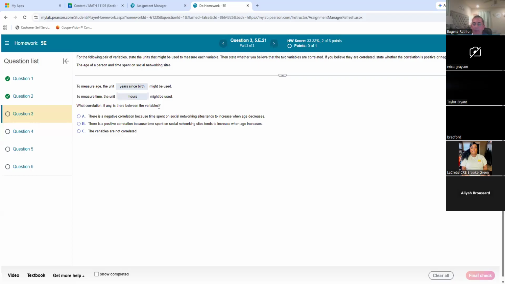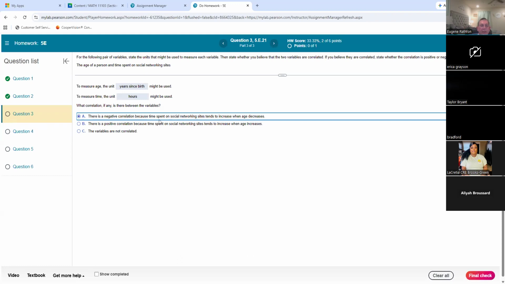So yeah, I think it's going to go down also. I think they're going to use social media less as they get older. So that would be negative, right? You're getting older, time on Facebook and all that's going to go down. So we're going to say a negative correlation. Yeah, it's going to increase as the age decreases. Okay, so they're backwards with what we were saying. But as you get younger, then the more hours will be spent on social networks.